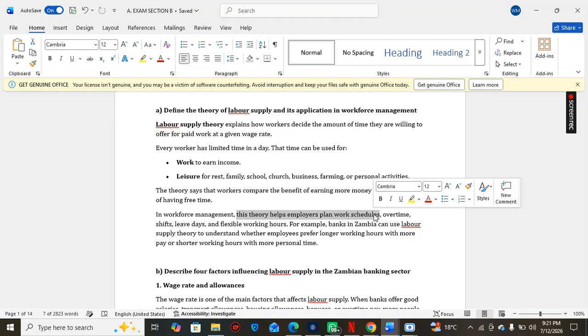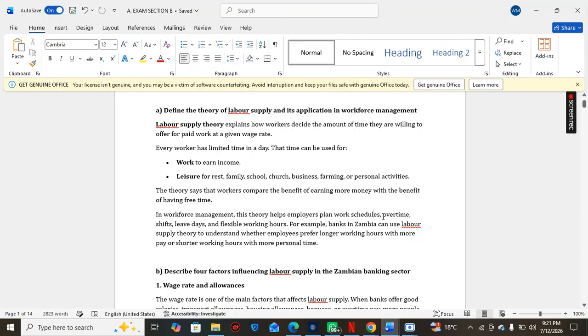So you can decide as an employer. If you're offering to pay workers 20 kwacha per hour, and you've seen workers are ready to work for you, you can now know how much time you need them to work for you. That is planning schedules.